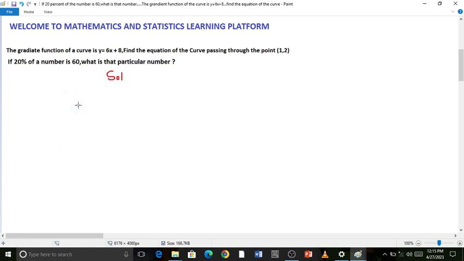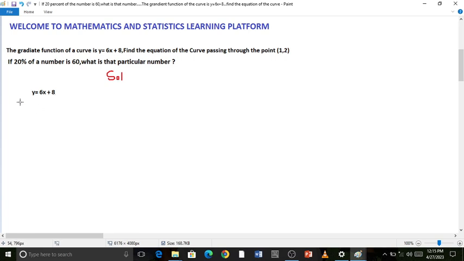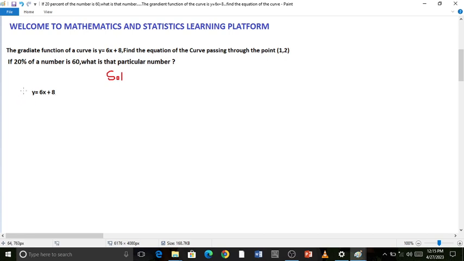So we get the equation of the curve that we have been given. How are we going to solve it? Okay, so this is question 1. We are solving.